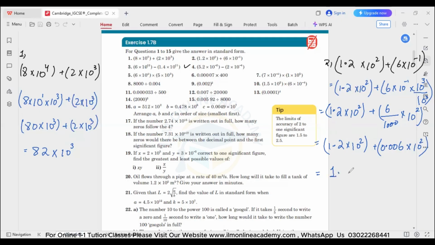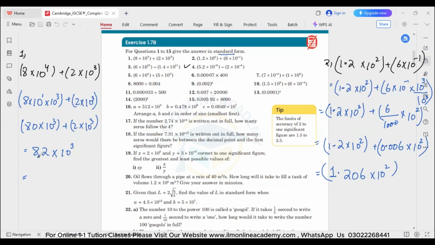So I'm getting 1.206 times 10 raised to the power 2. This is the number that I got. Okay, yeah, one more thing. When I added the numbers, I got 82, and they're saying you need to give your answer in standard form. And in standard form, we need to give a number between 1 and 10.